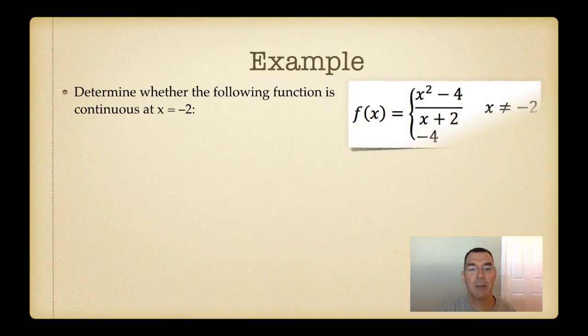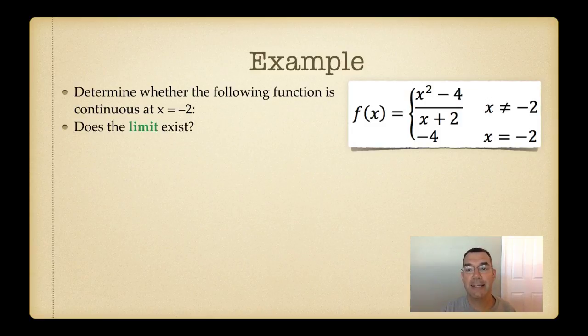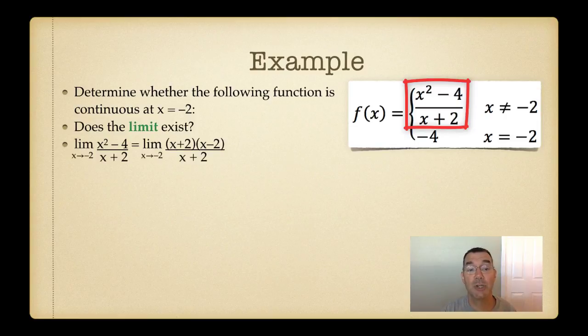Okay, so here's an example. I want to determine whether this function is continuous at x equals -2. So the limit is everywhere that x is approaching -2. So I'm looking at the top piece for that, because that piece applies to all x's that are not -2, so greater than or less than -2. All right, so as x approaches -2, I'm going to be looking at that piece of the function.